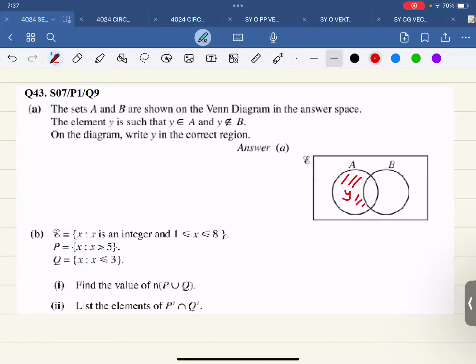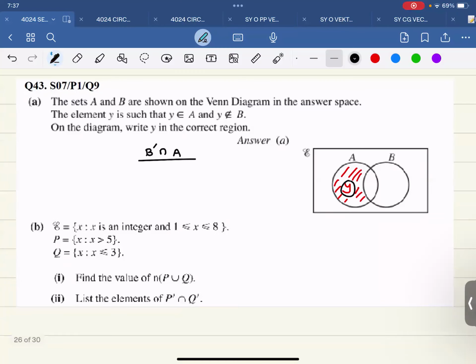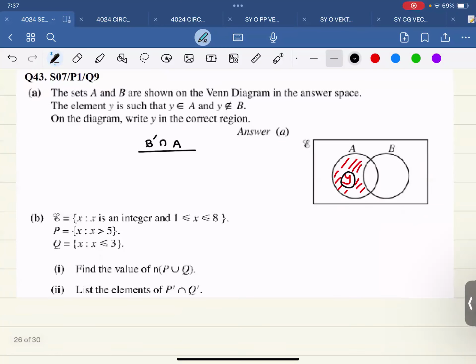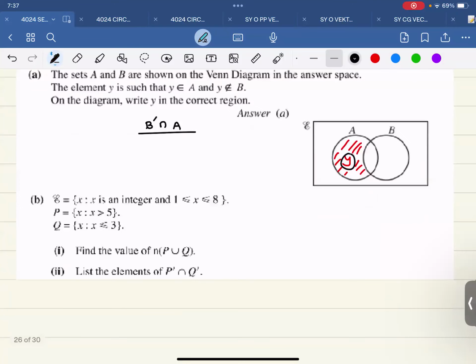They are not asking us to shade. They are just asking us to write it. So we will write it over here. This is basically the same thing as B complement intersection A. The second part. X is an integer between 1 and 8. X is greater than 5.